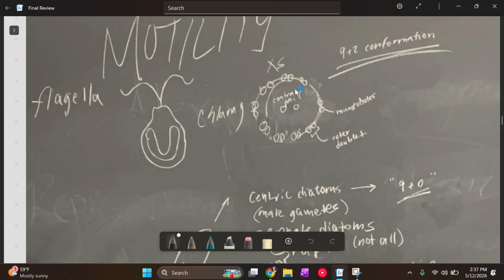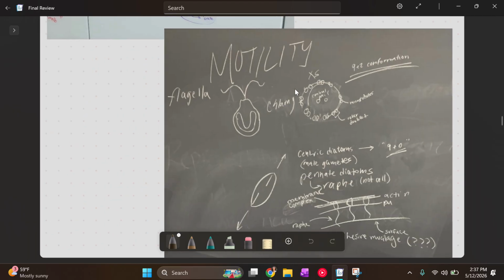They are 9+0. Yes, it's 9+0. They don't have the central pair in the middle. What is the term for when it moves around or doesn't move around? Motile? Well, yes. Non-motile? No, it's specifically referring to.